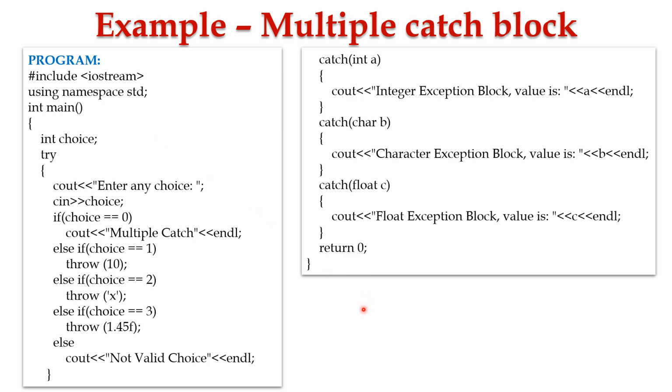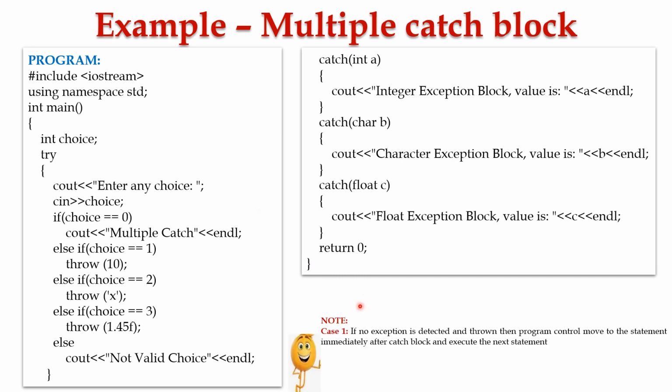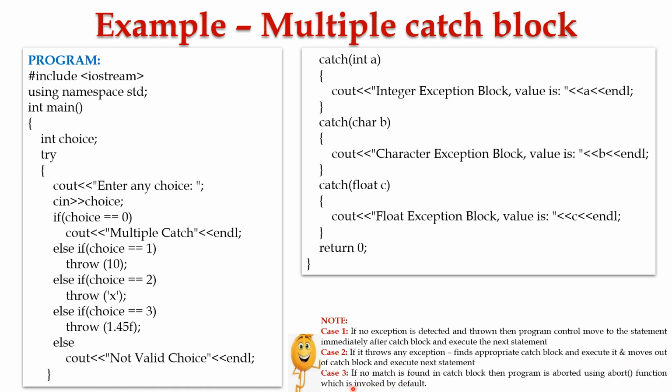We have to know that the program will execute the try block first. If no exception is detected and thrown, the program control moves to the statement immediately after the catch block and executes the next statement. In case 2, if it throws any exception, it finds the appropriate catch block, executes it, moves out of the catch block and executes the next statement. In case 3, if no match is found in the catch blocks, then the program is aborted using the abort function, which is invoked by default.